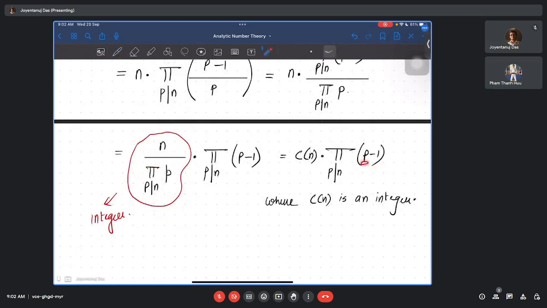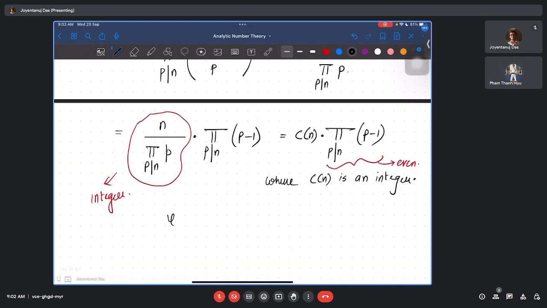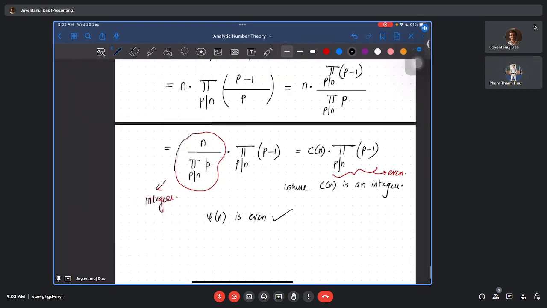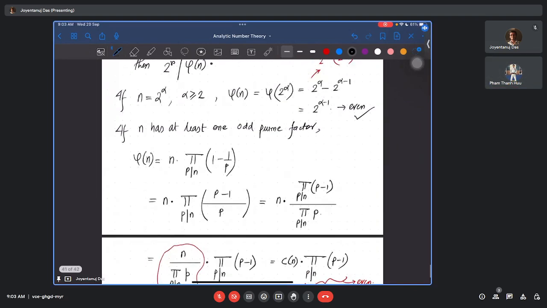But what is p minus 1? If p is an odd prime, then p minus 1 is always even. So this quantity is always even, because we are assuming that there is at least one odd prime factor, so the product will always be even. So we proved that phi of n is even. That is true for any n. So we showed it for both cases.